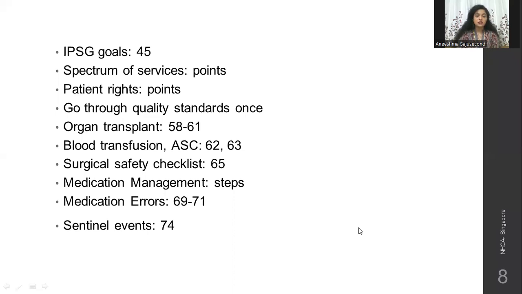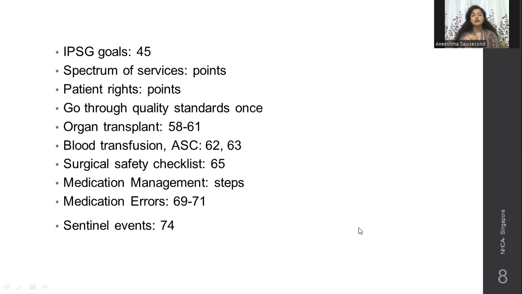Spectrum of services, again, only the important points. Patient rights, read the points. There are 11 patient rights, read the points. Some examples of patient rights will be given. You have to identify, is it a patient right or not? Some wrong statements will also be given. Okay, so be thorough with the 11 points.